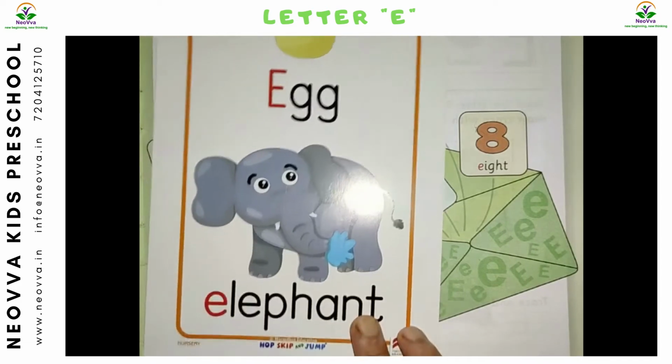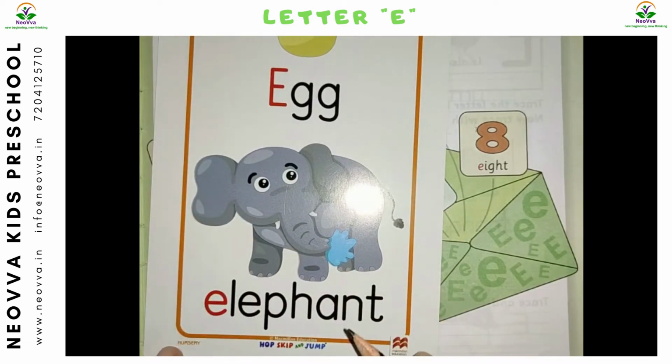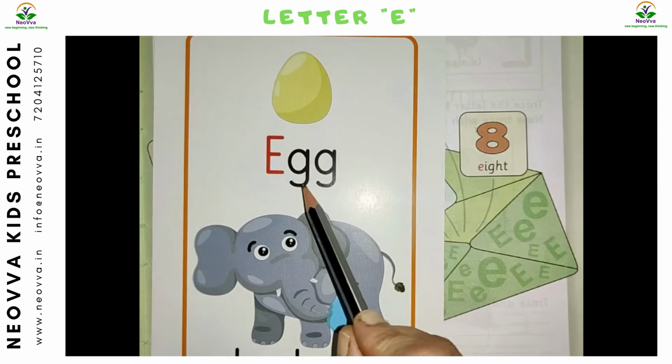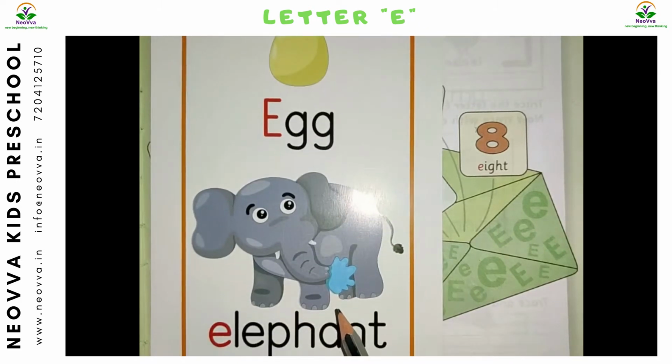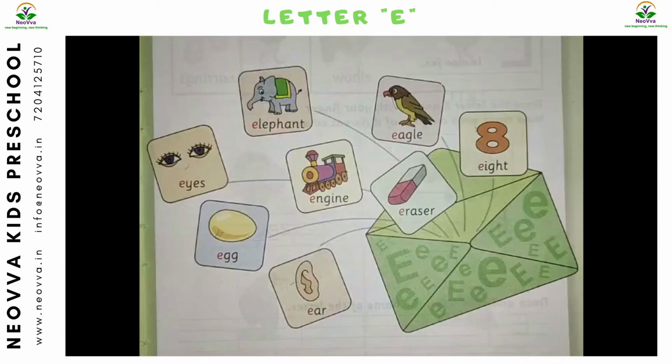Egg. Elephant. Egg, elephant. Egg and elephant begin with the sound E and begin with the letter E. Let us see a few more words that begin with the letter E.